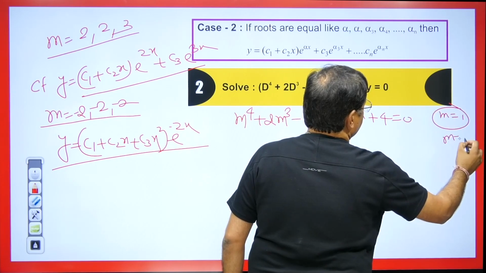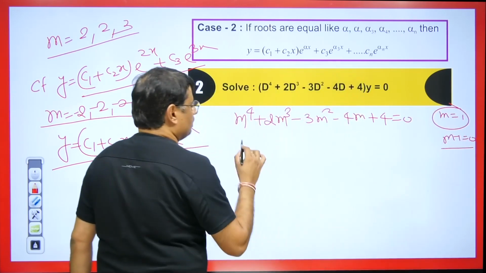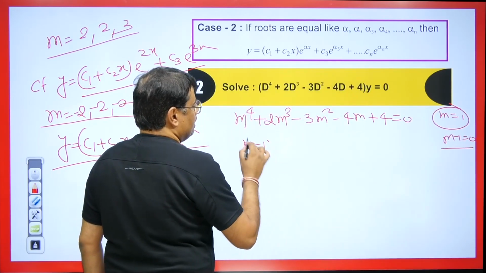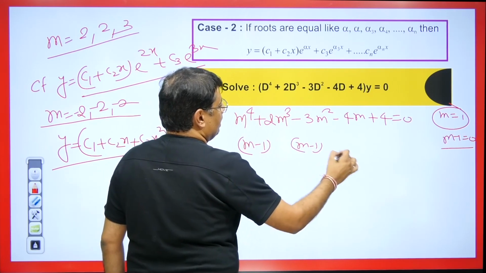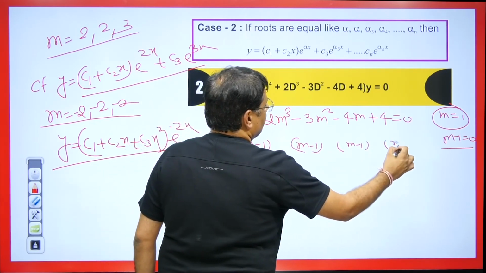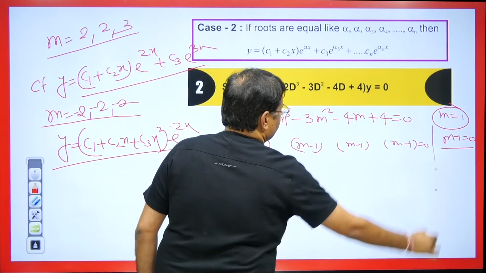This means m minus 1 is equal to 0. It will be its factor. So, now what will we do? m minus 1 will be written 4 times because this is a 4th degree. I will tell you one trick for how to do it if you can't find the roots.